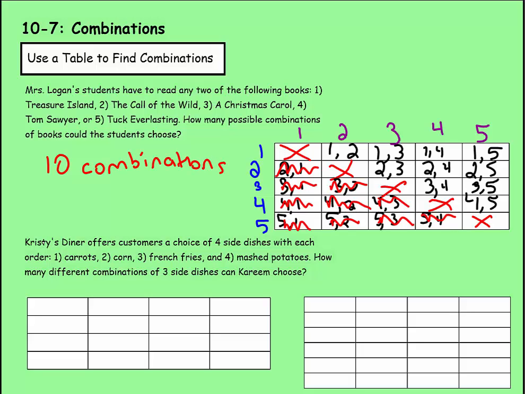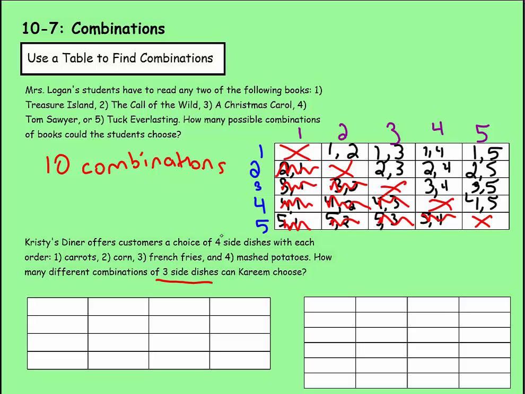Here we have this one. Christie's Diner offers customers a choice of 4 side dishes with each order. 1 carrots, 2 corn, 3 French fries, or 4 mashed potatoes. How many different combinations of 3 side dishes can Kareem choose? So here you see that Kareem could choose 3 side dishes, and that changes things up quite a bit.